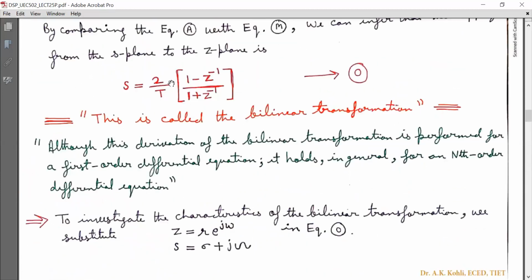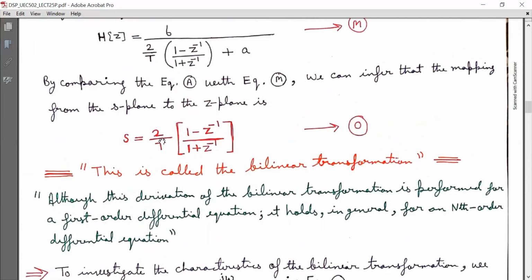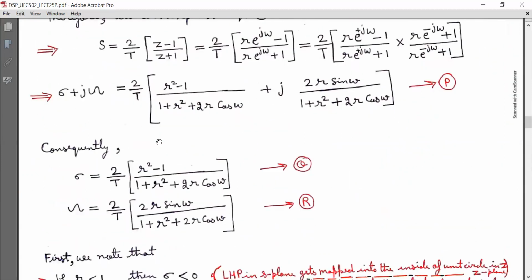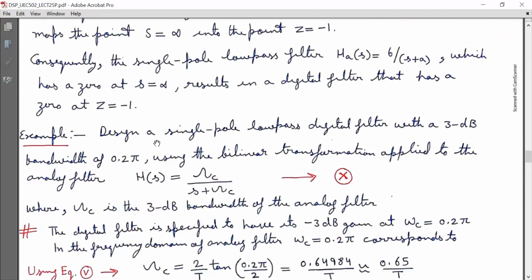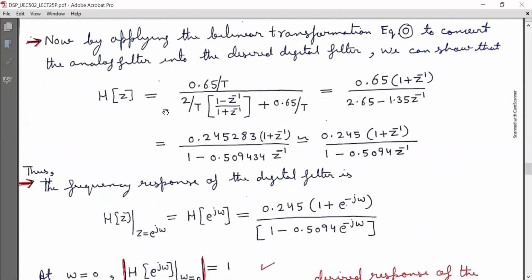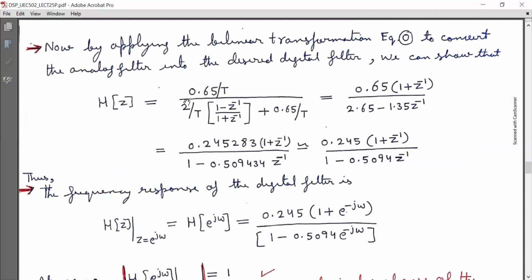Now this is the mapping equation from the s plane to the z plane. So s is equal to 2 by capital T, (1 minus z^-1) divided by (1 plus z^-1). So this is how you will convert H(s) to H(z) by substituting the appropriate value of s. Now for the desired digital filter H(z), I will replace s with 2 by T (1 minus z inverse) divided by (1 plus z inverse).